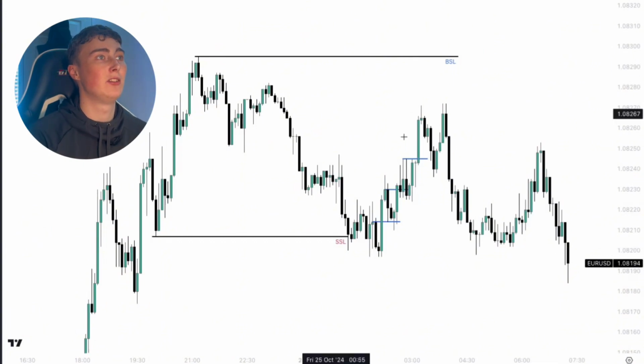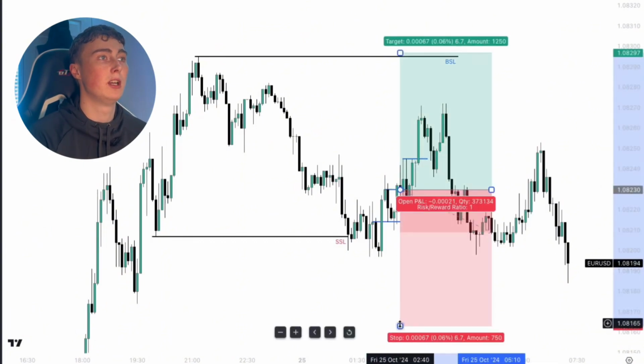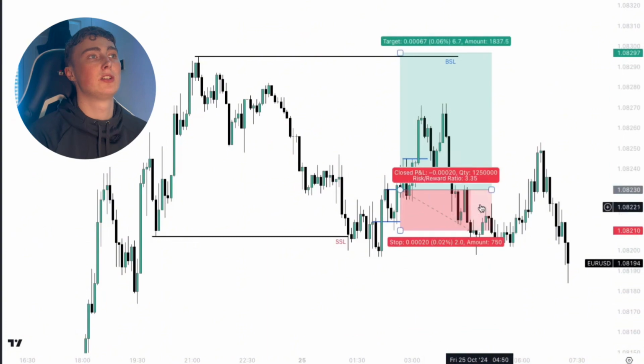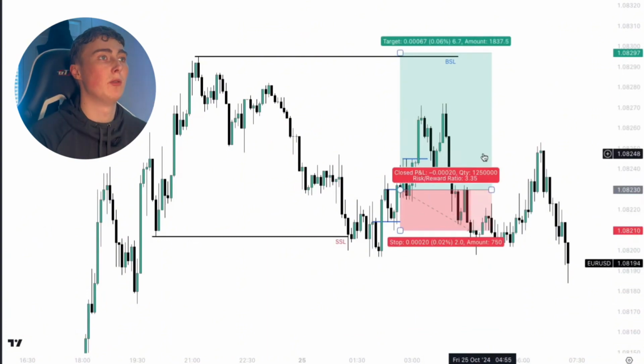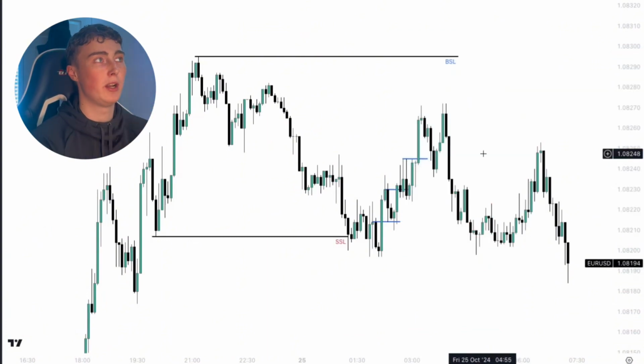So if you had entered, for instance, off of a propulsion block, then you would have hit stop loss, even though it's a perfect example of the model. Now, you may think that this one is just part of the probabilities, but with the cheat code I'm going to show you, you'll be able to avoid a lot more losses, this one included.